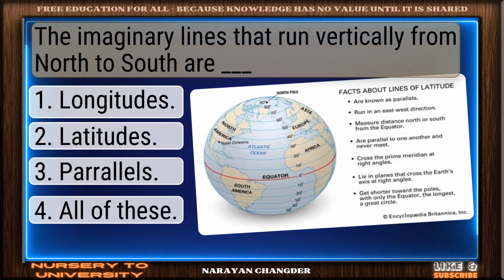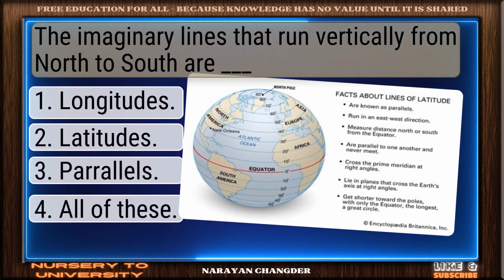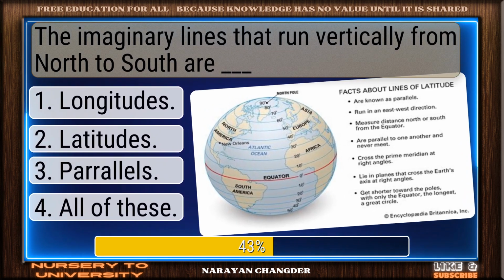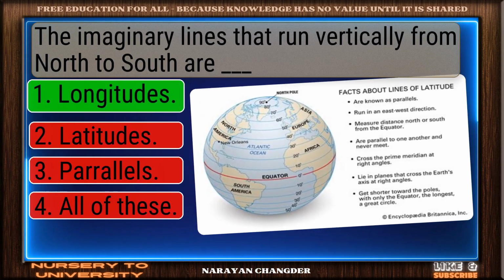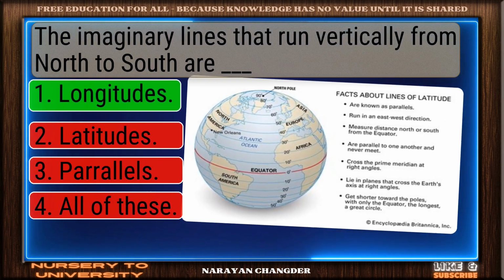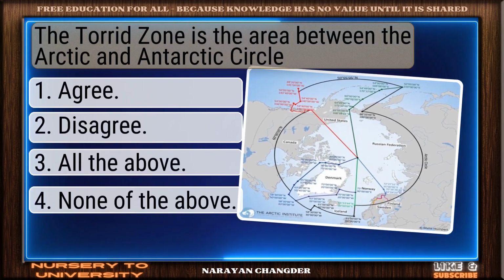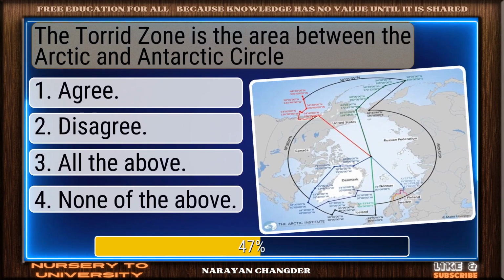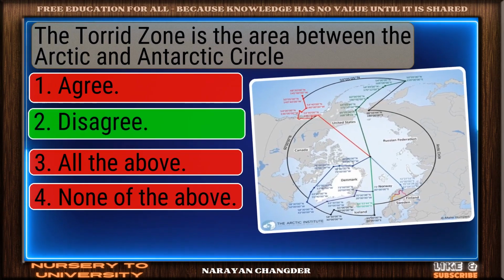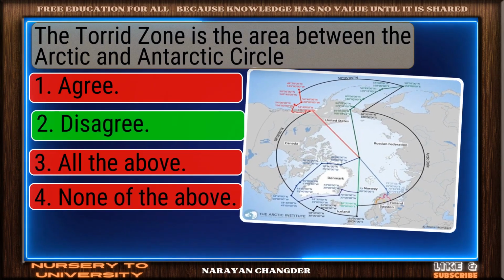The imaginary lines that run vertically from north to south are dash. Solid response. Longitudes is a valid choice. The torrid zone is the area between the Arctic and Antarctic Circle. Well reasoned. Disagree is the correct choice.